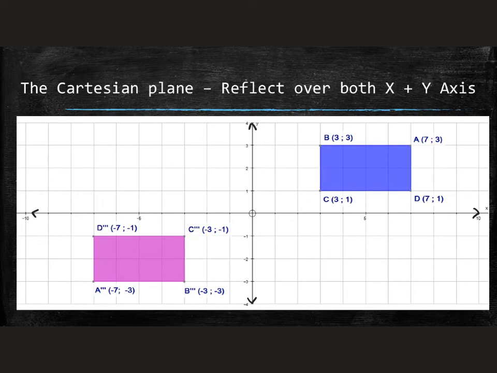C is now minus 3, minus 1, when it was positive 3, positive 1. D is minus 7, minus 1, when originally it was positive 7, positive 1. A is minus 7, minus 3, when it was positive 7, negative 3. So a double reflection maintains the size of the points, but just changes their positivity.